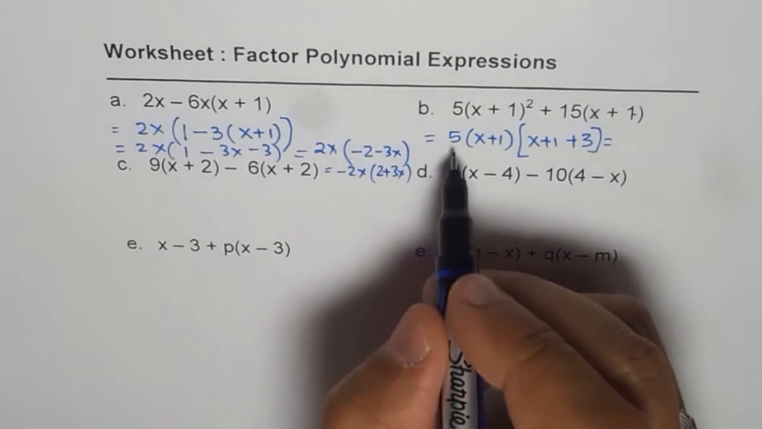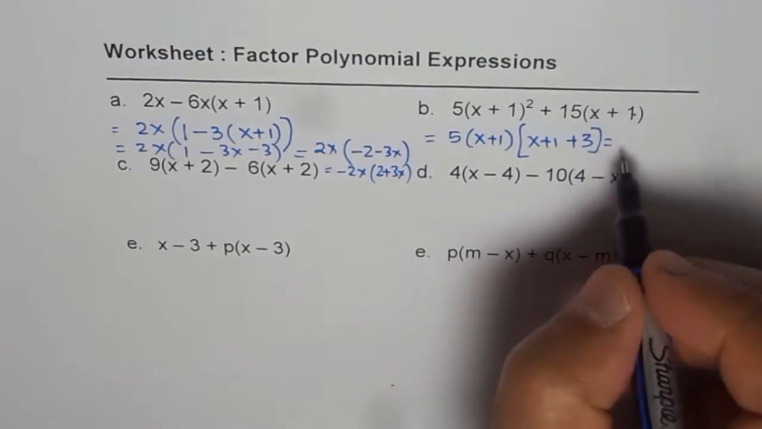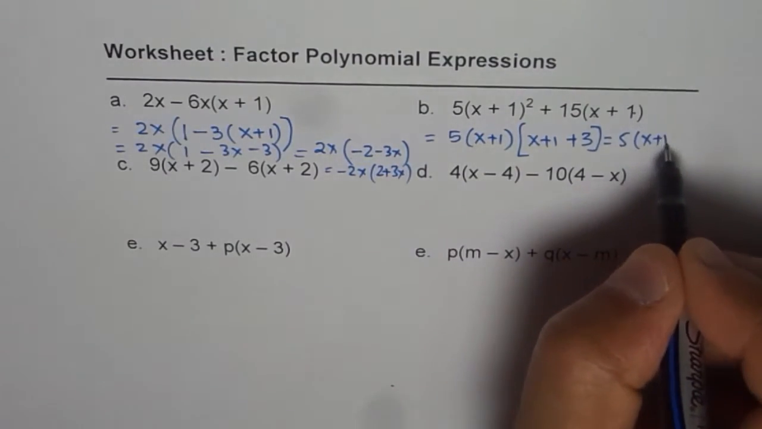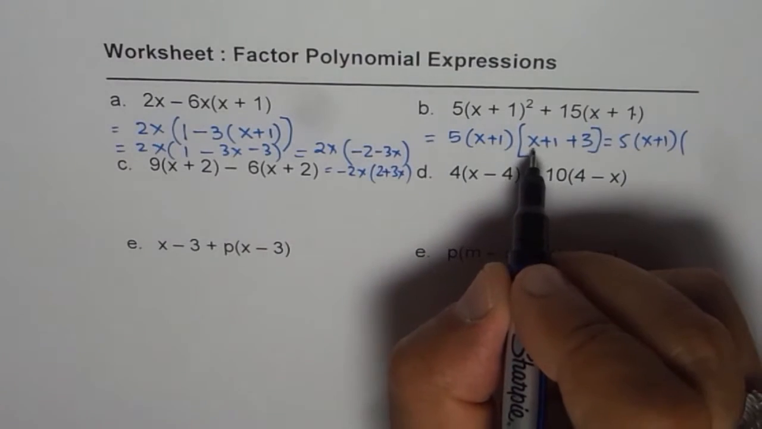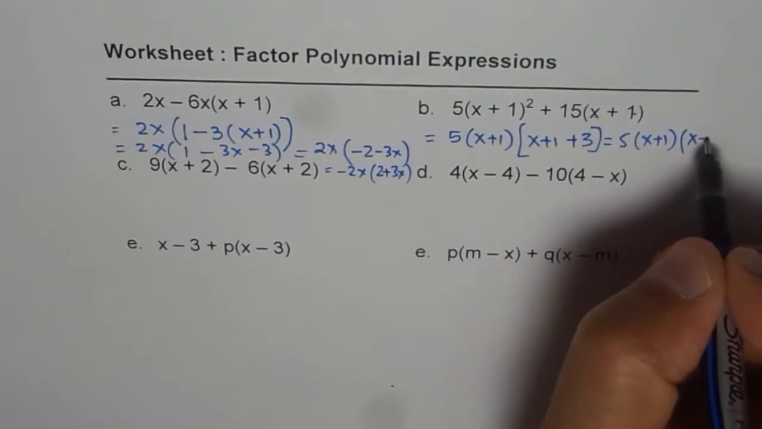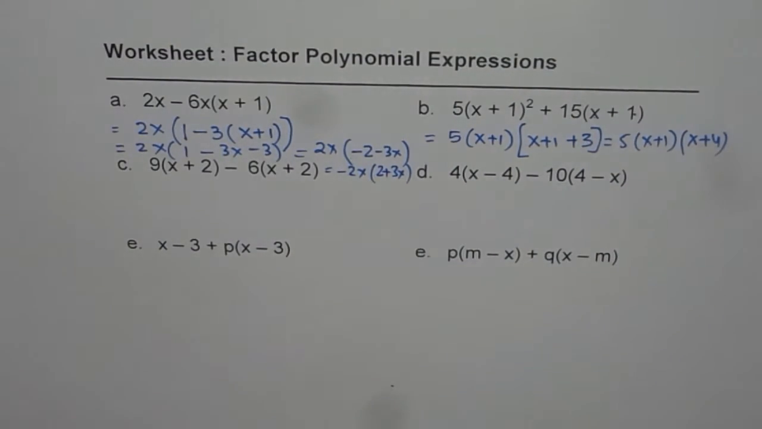So the answer is 5 times x plus 1. So we can simplify this and write the next term as x plus 1 plus 3 is x plus 4, right? So that is the solution.